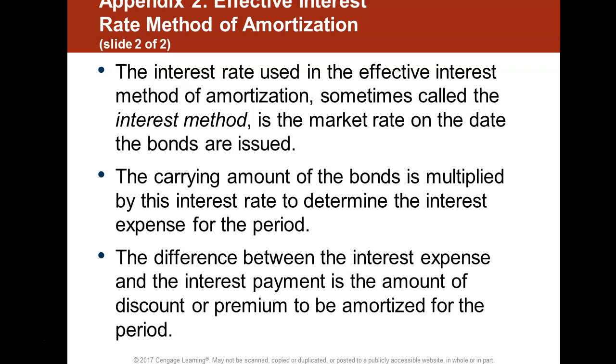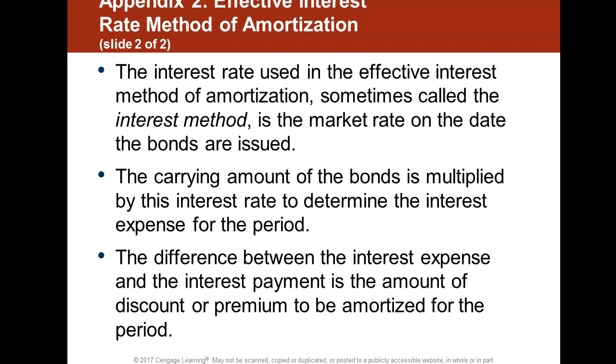In contrast, if you have a bond at a premium, and you're receiving $106,000 for a $100,000 bond, every time you amortize, that premium is going to go lower, and the carrying value is going to get smaller and smaller until it matches the face value of the bond, whereas the carrying value of a bond discount is going to get higher and higher until it reaches the face value of that bond. So the difference between the interest expense and the interest payment is the amount of the discount or premium.